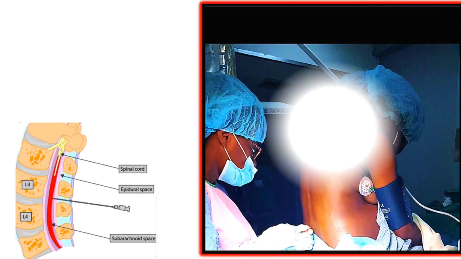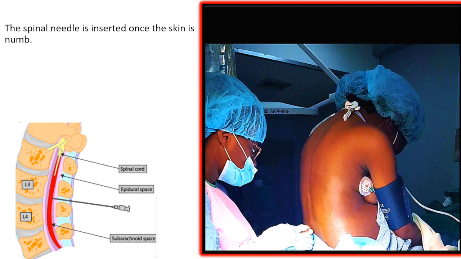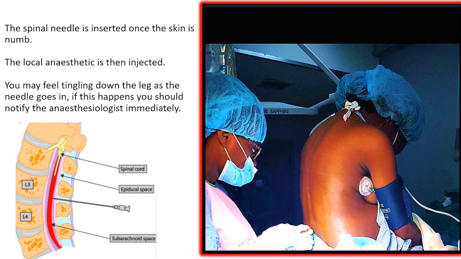When the skin is numb, a very fine spinal needle is inserted between the bones of the lower back, noting that this is well below the level of the spinal cord. Once the spinal needle is in the correct space, the local anesthetic will be given via the spinal needle. You may occasionally feel tingling down the leg, hips, or buttocks. If this happens, please tell your anesthesiologist.